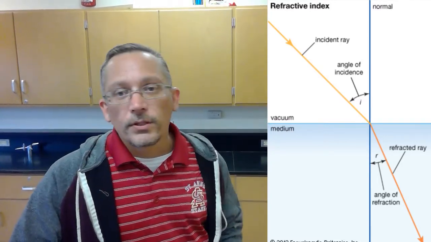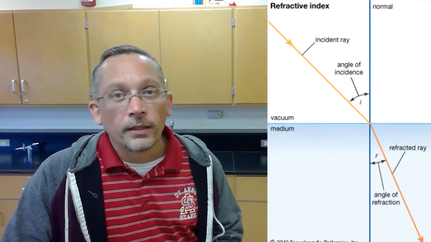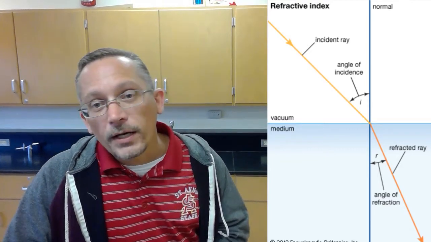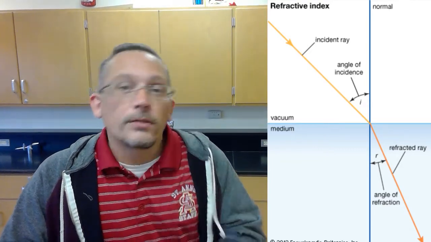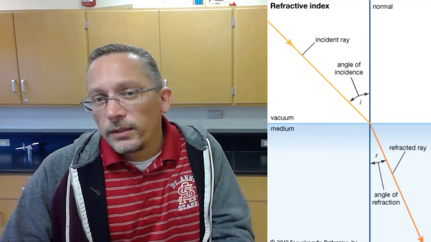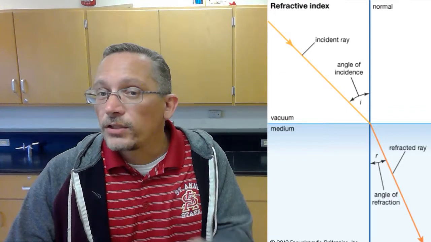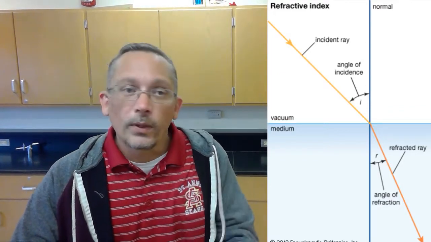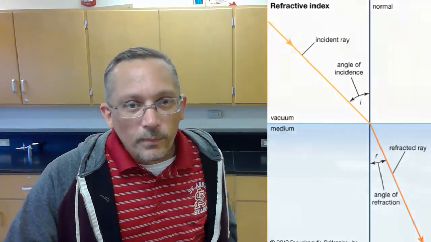In the example you can see in this particular diagram, the angle of refraction is smaller than the angle of incidence, so we can conclude that the index of refraction of that medium is higher than the one that it came out of. That said, we can predict exactly what the angle will be using Snell's Law.